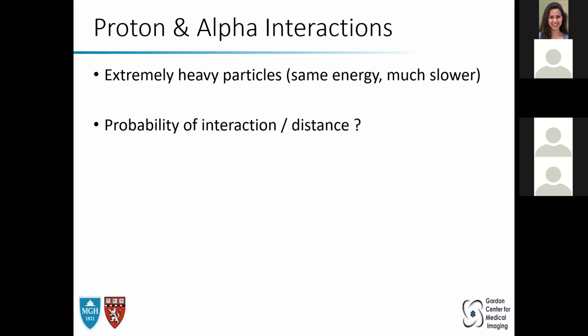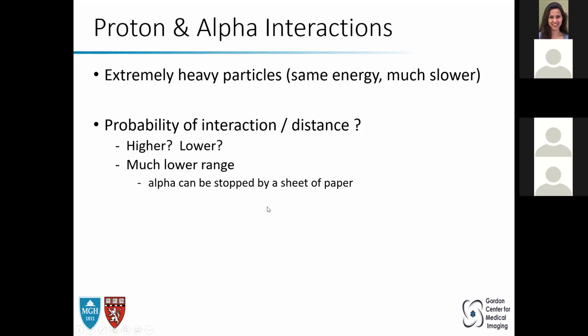Okay, so lastly in this section, I'm going to be talking about proton and alpha interactions. Protons and alphas are extremely heavy particles in comparison to what we've been talking about before. So for a given energy, they're traveling much slower than, say, a beta particle, because energy depends on mass and speed. So for a given energy, are these going to have a higher or lower probability of interaction per unit distance than photons or electrons? Well, they're traveling much slower through tissue, so they end up having a much higher probability of interaction with tissues than photons or beta particles.